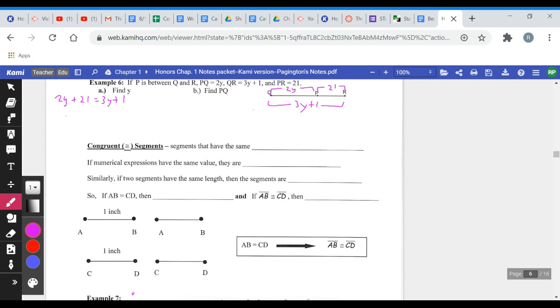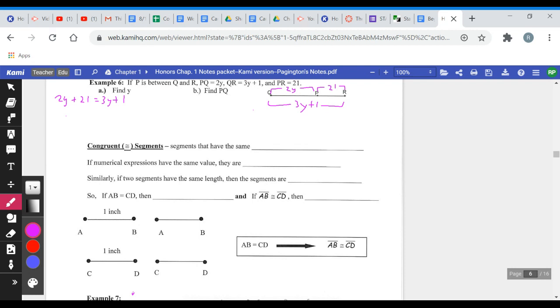Sometimes just because the last two problems had the variables on one side and the number like the 21 on the other side, they just assume it's going to be that way this time. Because you just have to make sure you're setting up a true equation every time. And in this case, it's going to be 2y plus 21 equals 3y plus 1. So if you don't have that, go ahead and fix that now.